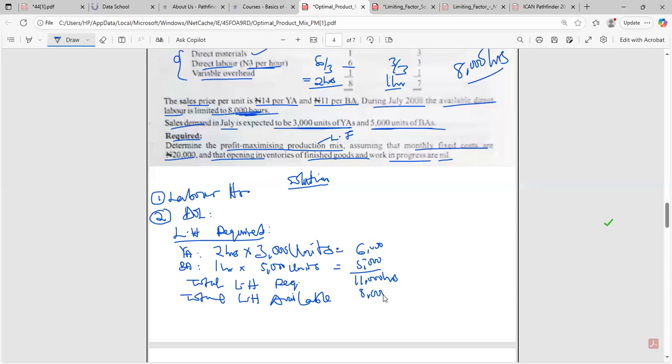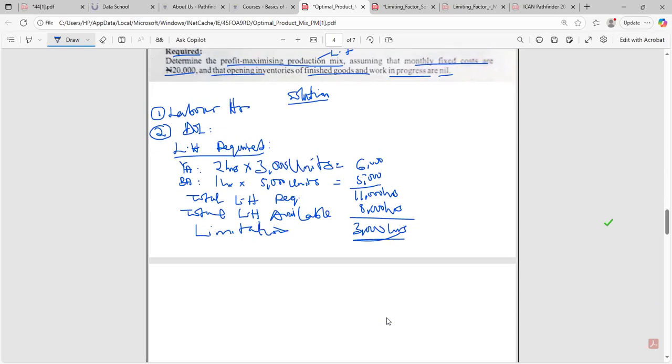Now, who can explain what is happening here? Limitations. Of how much? Of 3,000 labor hours. You don't need the 3,000 just to get the answer. We are not using the 3,000 for anything. Just get it. That's all.